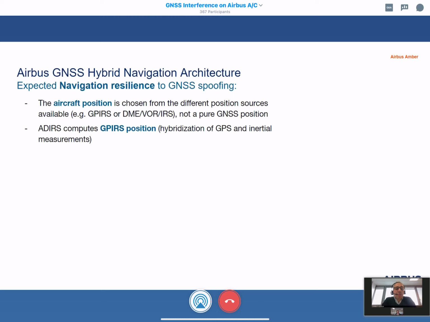If the performance of this solution is not good enough, there is a possibility to switch to IRS combined with DME measurement, or IRS VOR DME measurement. And finally, if you don't have the capability to receive GPS or DME or VOR, you will switch to a pure IRS position. So the important information here is that there is no possibility, this is not how it's constructed, that you use a pure GNSS position in this type of architecture.